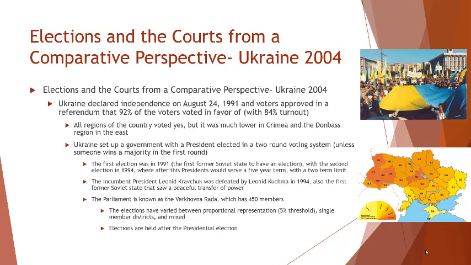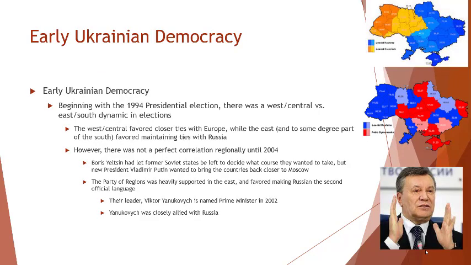So elections are, unlike in the United States where we have our congressional elections, let's say, timed at the same time as the presidential election if they fall in those years, held a little bit after the presidential election. So kind of similar to France, if you will. So if you look at early Ukrainian democracy, what you saw is that beginning in the 1994 election, you saw a split between the west and central parts of the country, and, if you will, the east and southern parts.